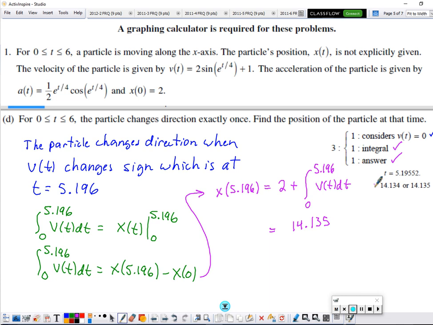Olivia? So every time you try to find when it changes direction, it's always on velocity when it goes positive to negative, or negative to positive. Okay, and then if you're given acceleration, how could you figure that out still, or no?